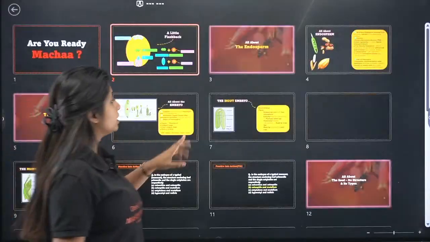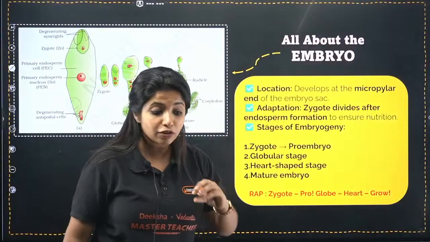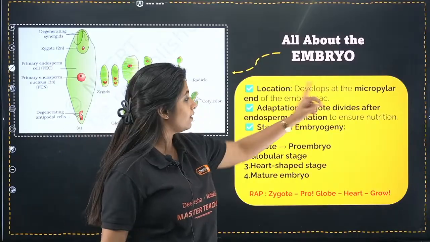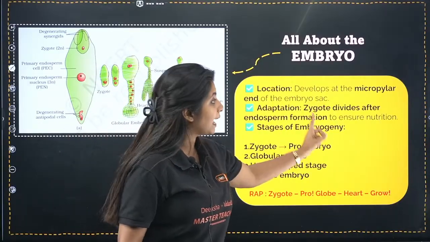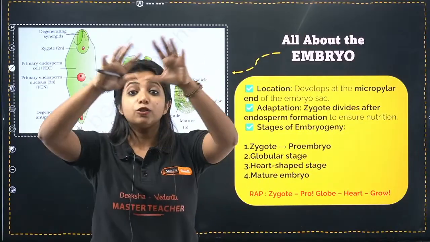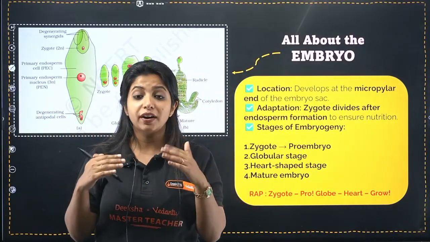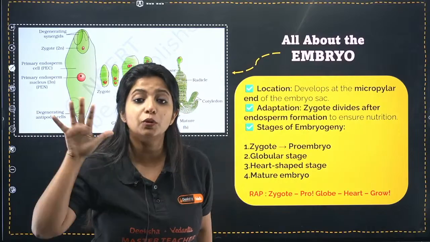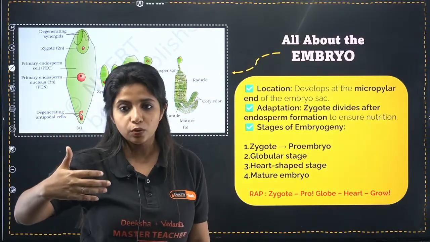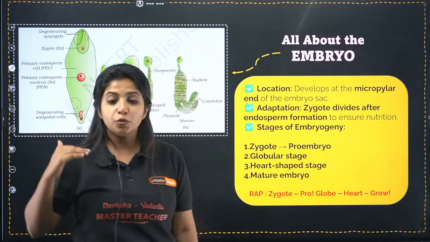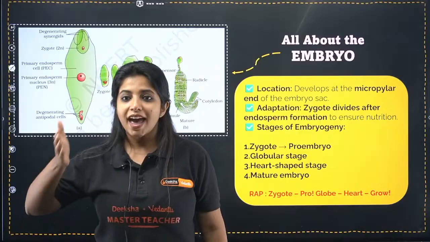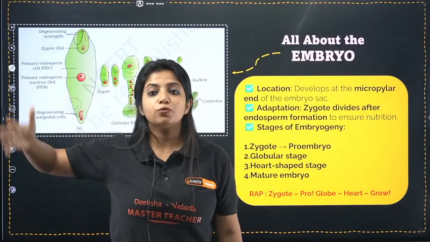This is important. There are certain things in your NCERT which we forget, so don't forget along with that. Location: it develops at the micropylar end. Adaptation: zygote divides after endosperm formation to ensure nutrition. Once the endosperm is being formed, the zygote starts dividing. Why? It has to make sure that there is someone to take care of it, and that's why endosperm formation preceded. Now when the zygote divides and forms the embryo, there are multiple stages of embryo, and the formation of embryo is known as embryogeny.